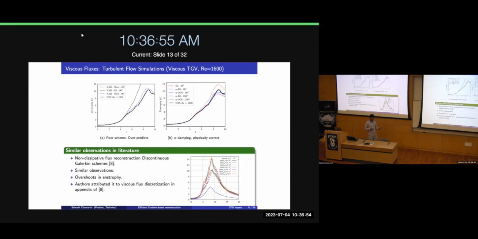Okay, fine, but everybody is saying the viscous schemes don't have any effect. We also have to show that there are other people in the literature who are showing similar kinds of results. We found that a non-dissipative discontinuous Galerkin method by Tohoku University also shows that if you use a non-dissipative convective flux discretization, it is over predicting the DNS data. All these schemes are over predicting the DNS data. In the appendix of their paper, they said it can be attributed to the viscous flux discretization, but they didn't say how it could be possible to overcome this.